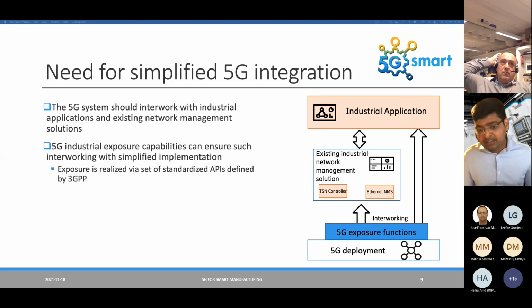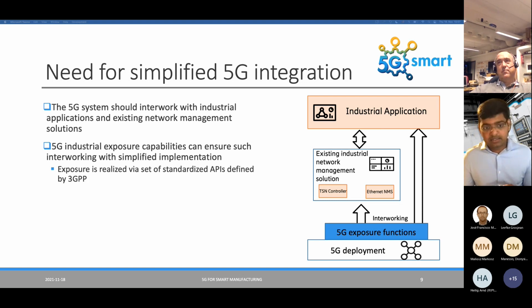The existing industrial application and the network management solution shall not require in-depth knowledge of the 5G system functionality and also to enable this network configuration. This is the main motive. And this can be done with 5G industrial exposure capabilities, which enable the interworking of the 5G system with industrial applications and also with existing industrial network management solutions. This is done using standardized APIs, which are defined by 3GPP.